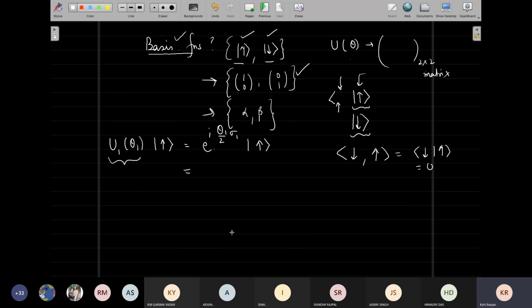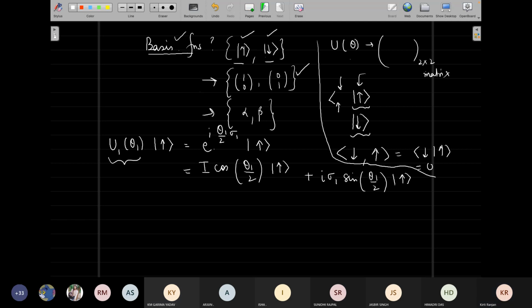Yeah, so I'm just writing. So can you help me out? Cos theta 1 by 2. So let me just apply this one on this, plus I sigma 1 sine theta 1 by 2. This will also be applied on this one.